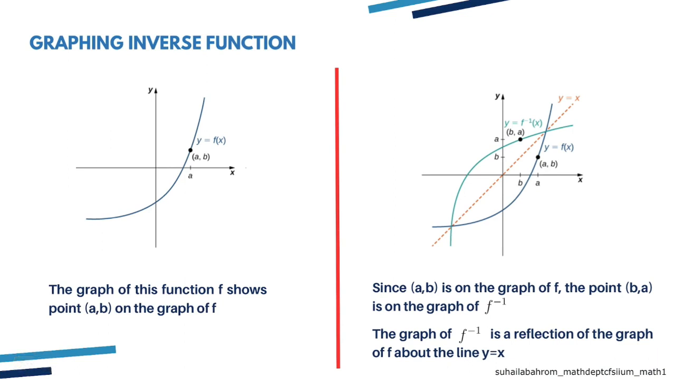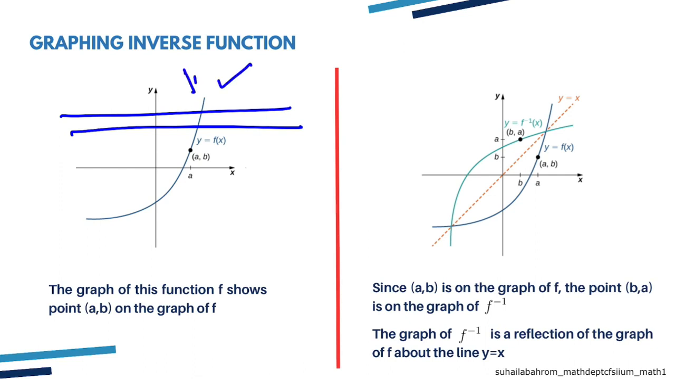Now let's look at how to graph the inverse function. A function has an inverse if it is a one-to-one function. For example, in this graph, when we draw a horizontal line along this graph, this line intersects only one point, meaning that this graph is a one-to-one function. When the function is one-to-one, the function will have an inverse.